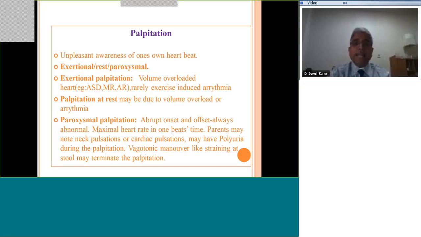Patients may note that there are neck pulsations or cardiac pulsations. Rarely they may notice that there is polyuria during the palpitation. And they may notice that a vagotonic maneuver like straining at stool or gulping down water may terminate the palpitation. What helps you to recognize that it is paroxysmal? It is unprovoked. It happens abruptly. The maximal heart rate is achieved in a single beat's time, and generally it disappears quickly. It may be accompanied by polyuria, and may give you a history of termination with straining at stool or drinking water.